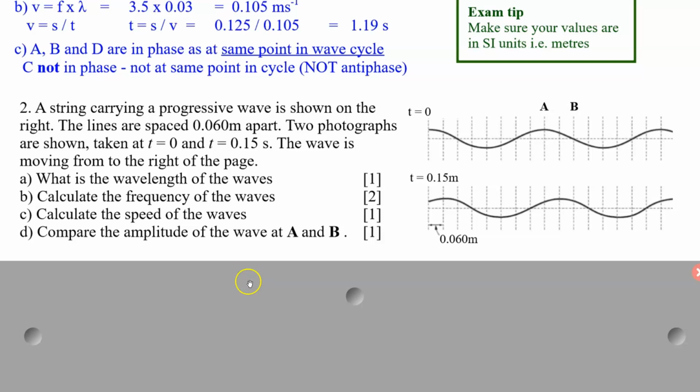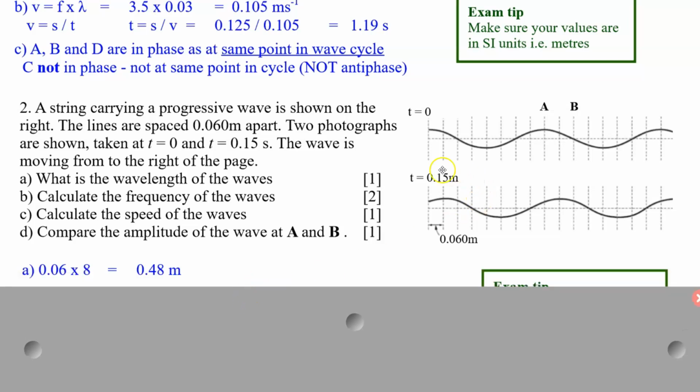So the wavelength, right, how can we work out the wavelength? We need to work out that this is a distance shown here on the right, not time. And we can count 1, 2, 3, 4, 5, 6, 7, 8 of these spaces. That takes us back to the start point, back to the peak. So 8 multiplied by 0.06 would be the wavelength, and we can calculate that as 0.48.